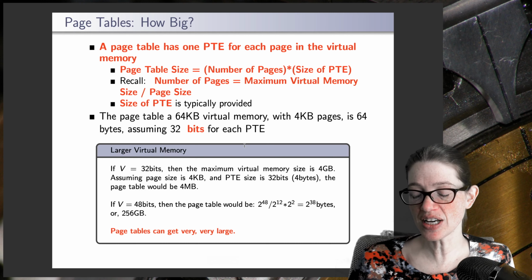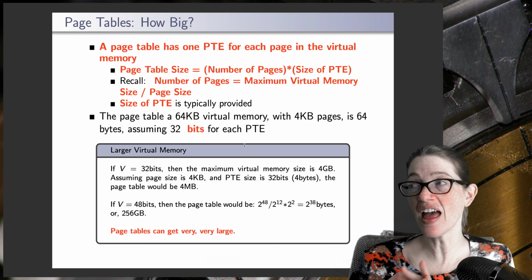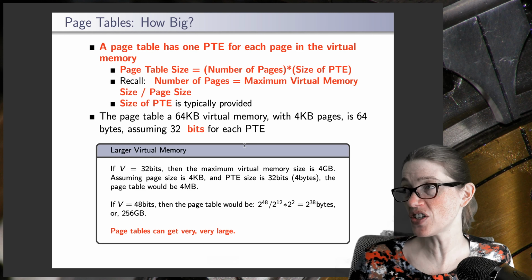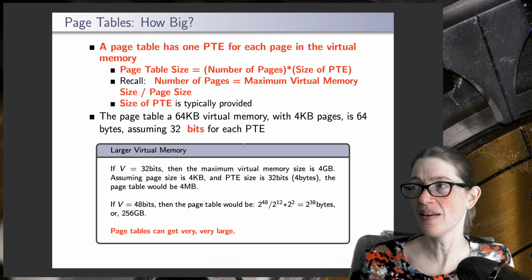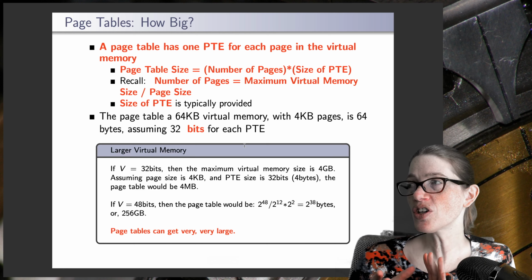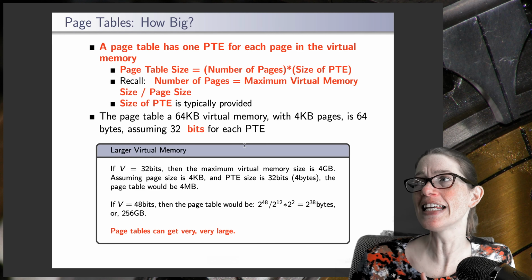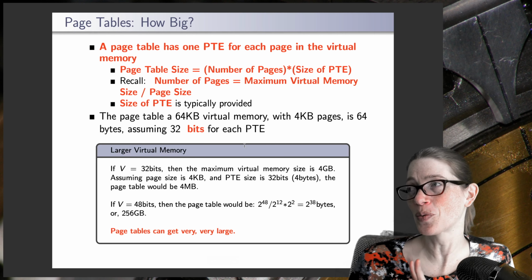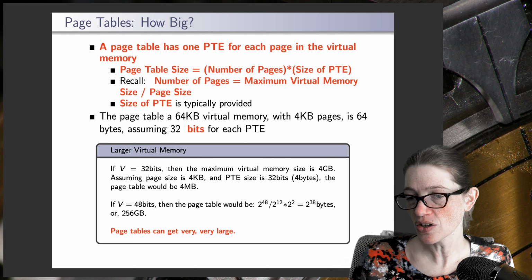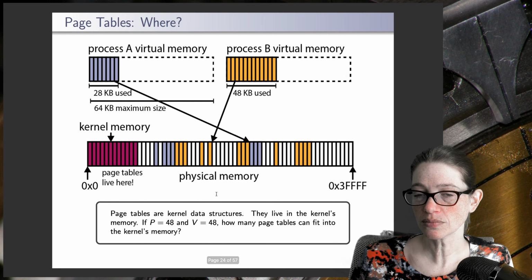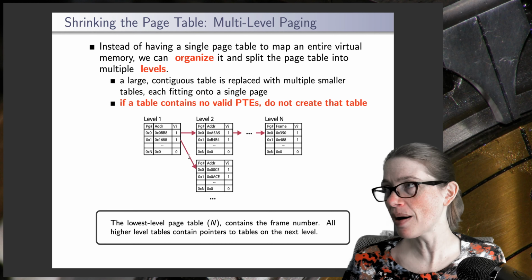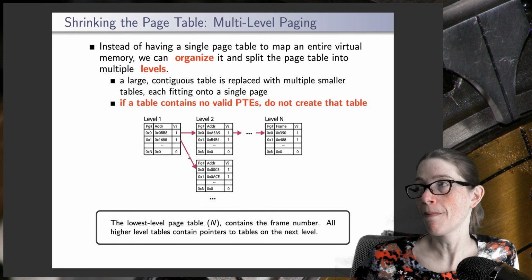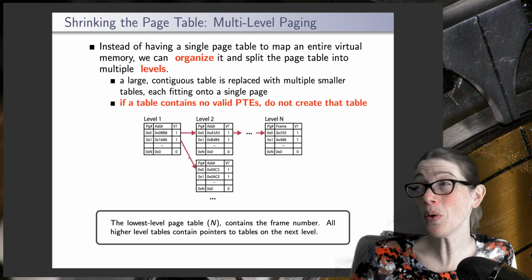So page tables offer protection, they offer isolation. In terms of efficiency, they are very efficient in terms of time. The calculation is quite simple. But in terms of how much space you need in order to store the information, they are really not efficient. So we need to solve this problem. How do we solve the problem of a really large page table? Well, we could organize it.